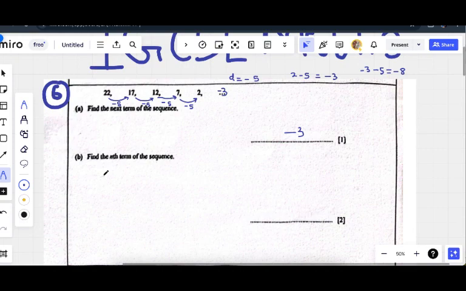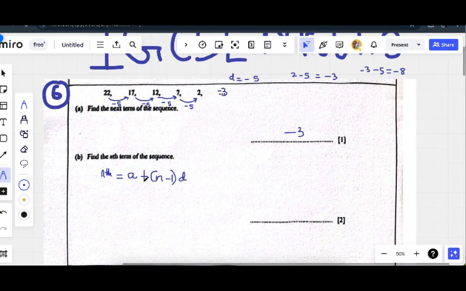For a basic linear arithmetic sequence of this nature, the nth term is simply given by a simple formula. The nth term is equal to a, where a is the first term, plus (n minus 1) d. We open the bracket, n minus 1, we close the bracket, and then we multiply with the common difference. So this is the formula we use for finding the nth term.